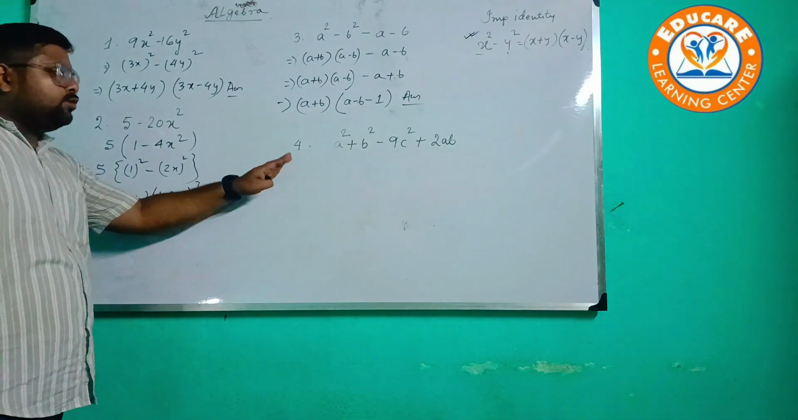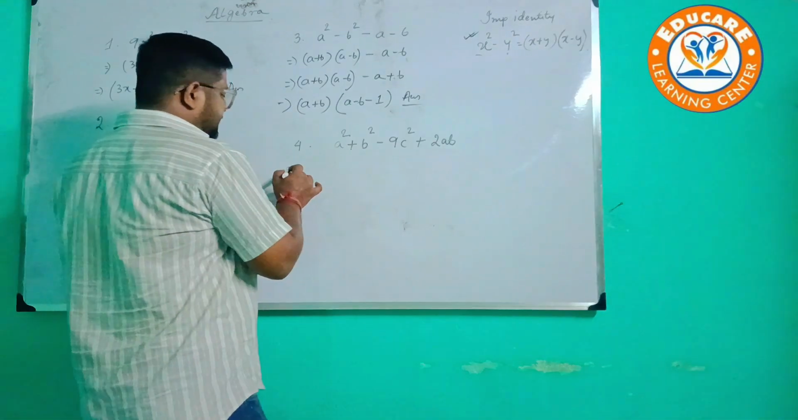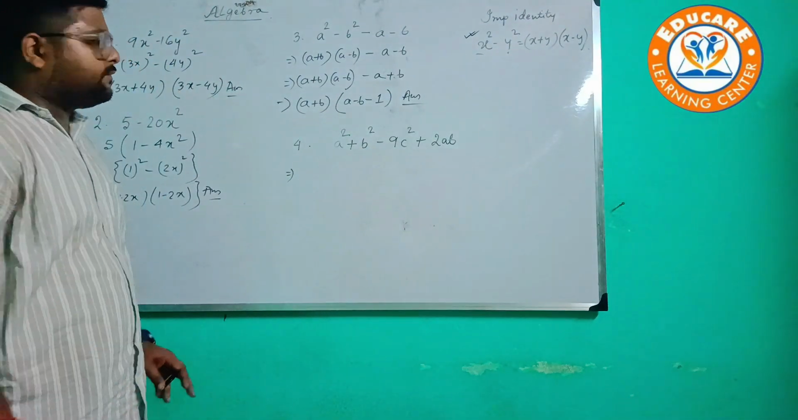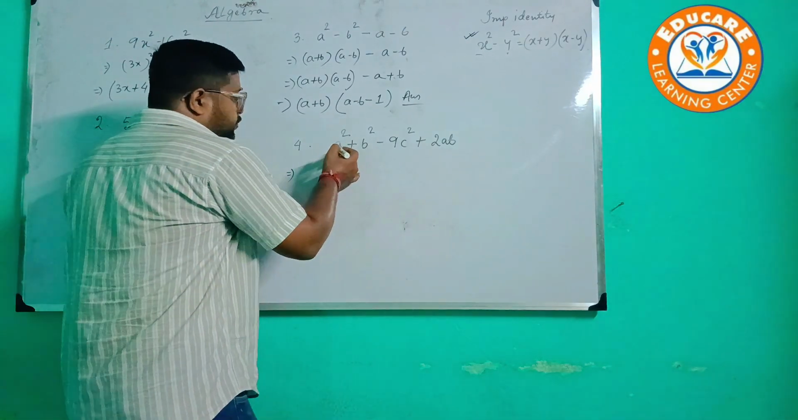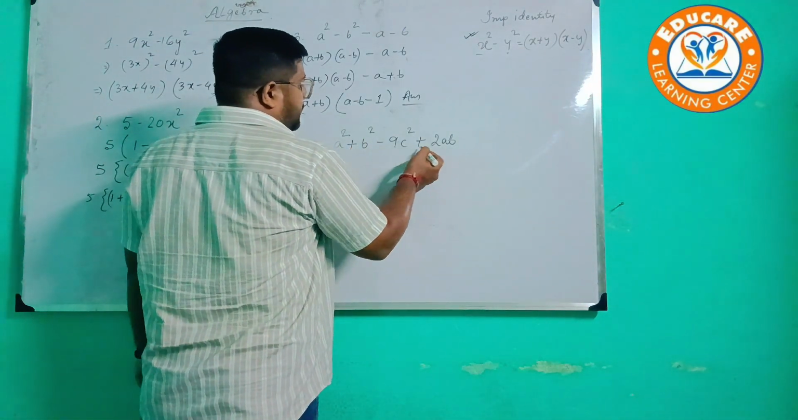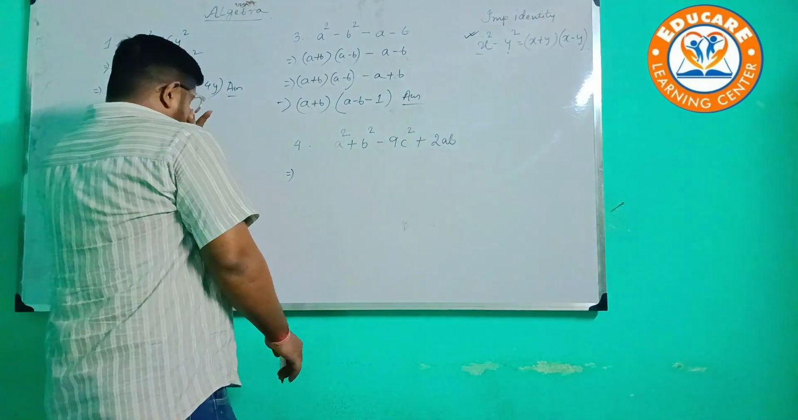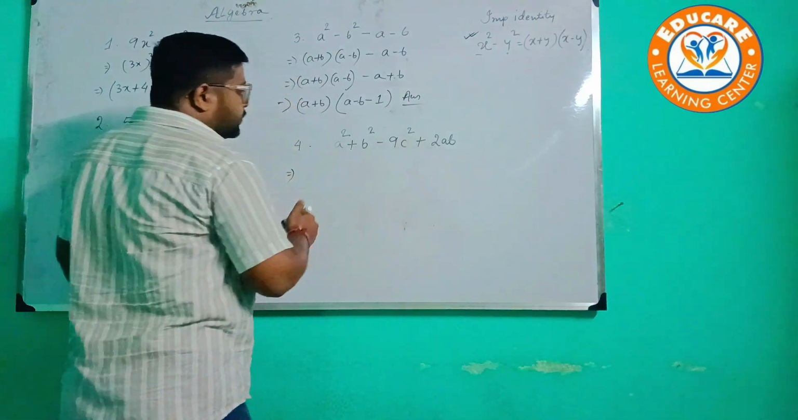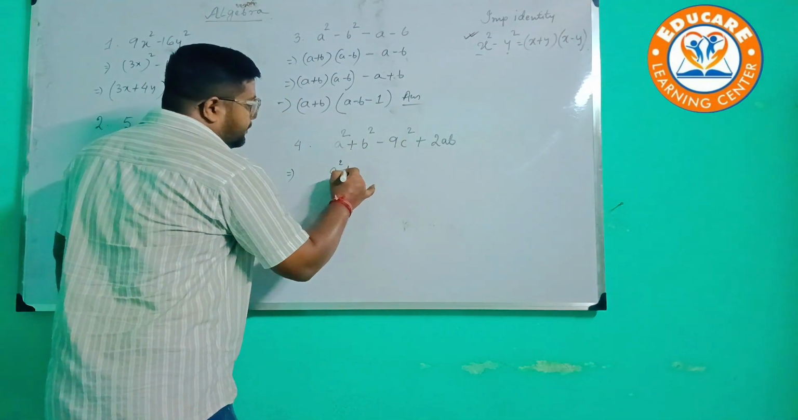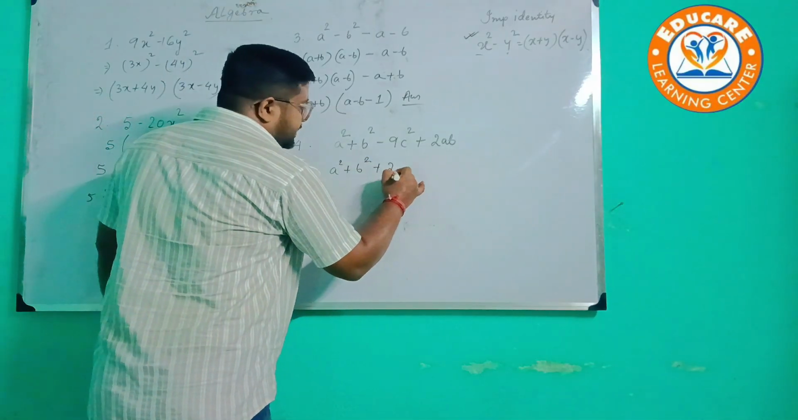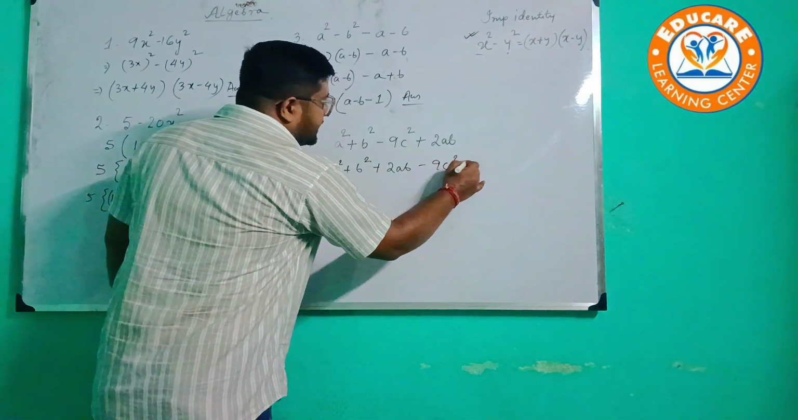Let's go to type 4, a very important concept. Let's see how we can solve this. First, let's go through the question. A square plus b square minus 9c square plus 2ab. This is the question. Let's see how we can solve this. If we arrange this equation, can we write this as a square plus b square plus 2ab minus 9c square?